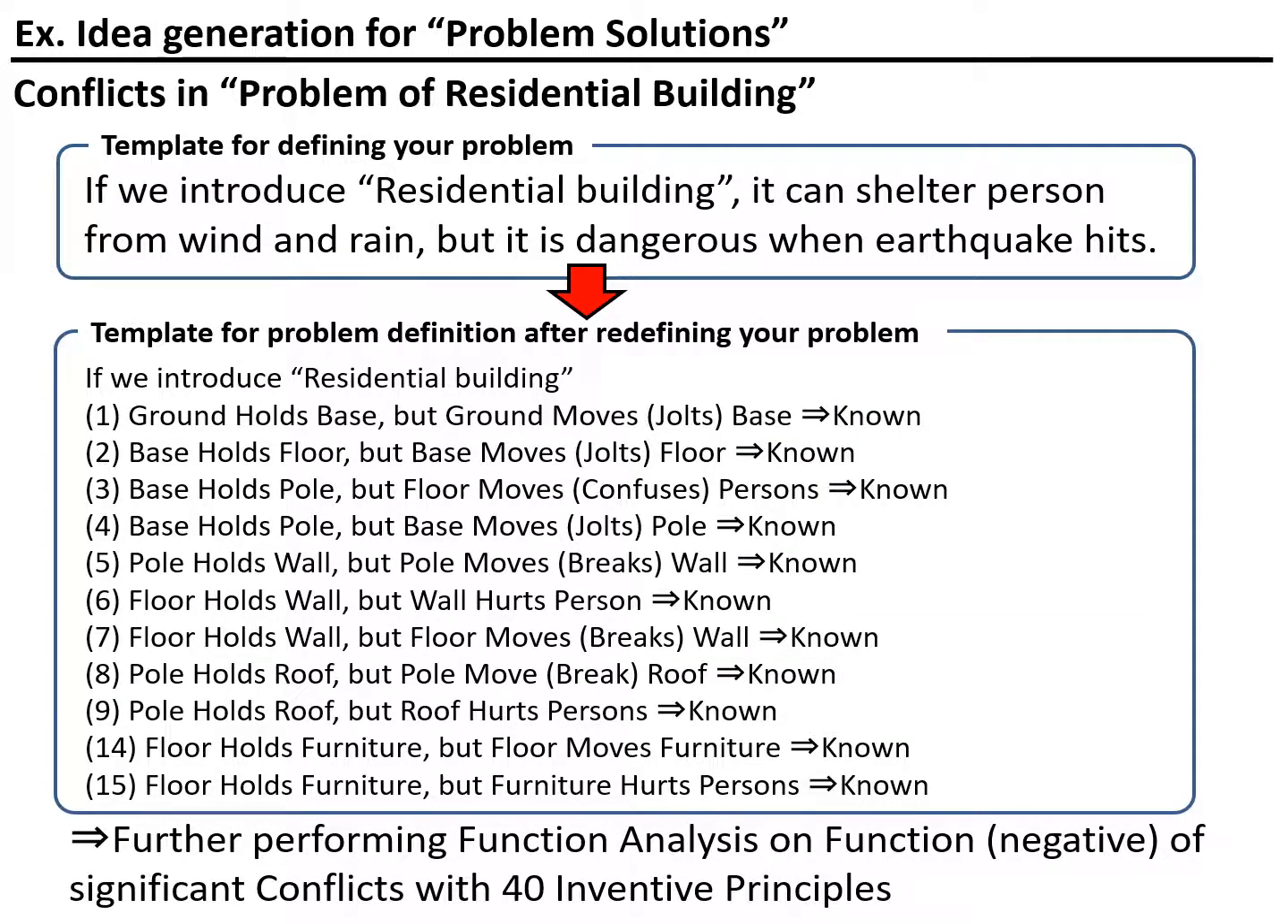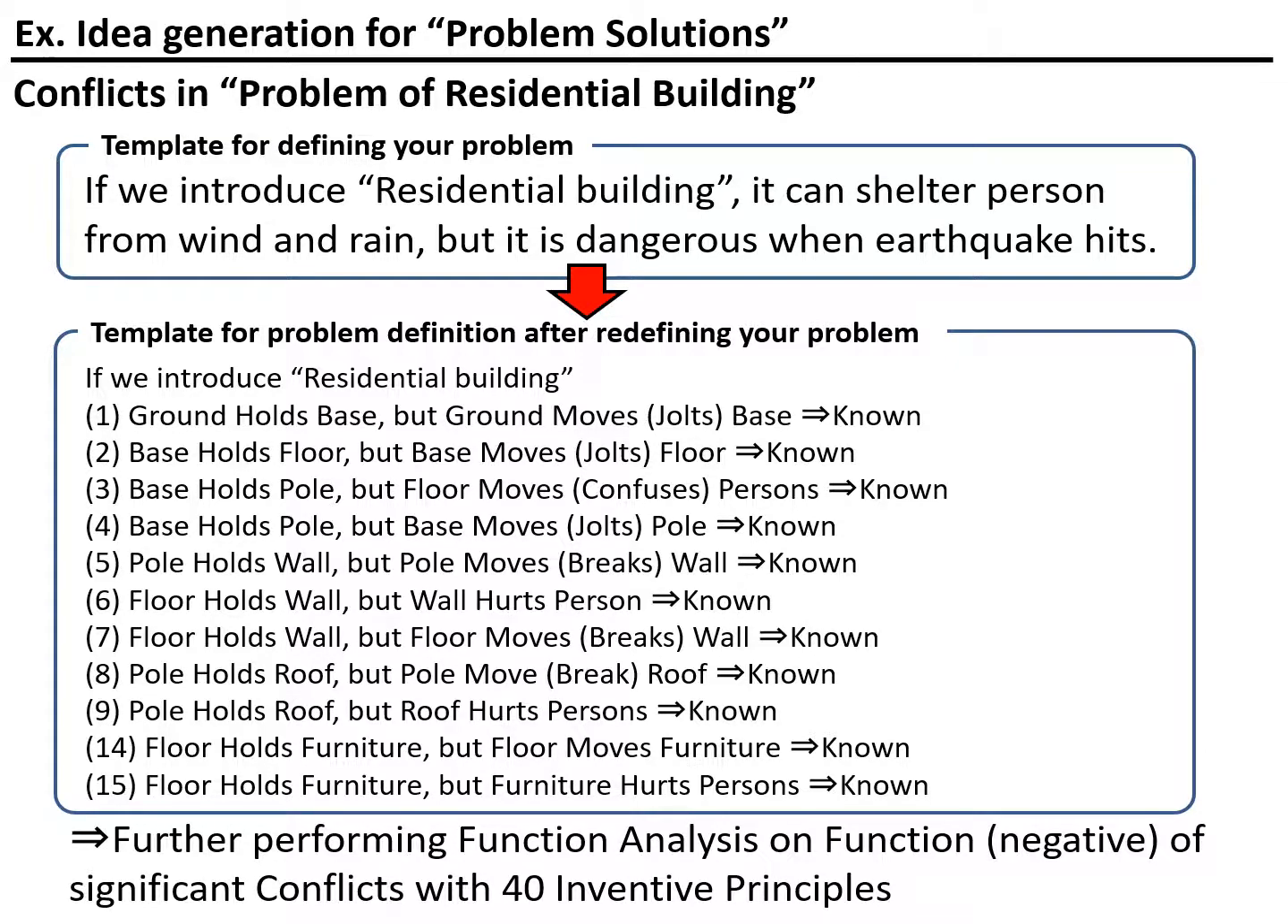Now let me review the problem definition of the example. The initial definition of the problem was: if we introduce a residential building, it can shelter a person from wind and rain, but it is dangerous when an earthquake hits. This problem has been broken down into a combination of smaller conflicts. If we introduce a residential building, ground holds base, but ground moves base; base holds floor, but base moves floor, and other smaller conflicts.